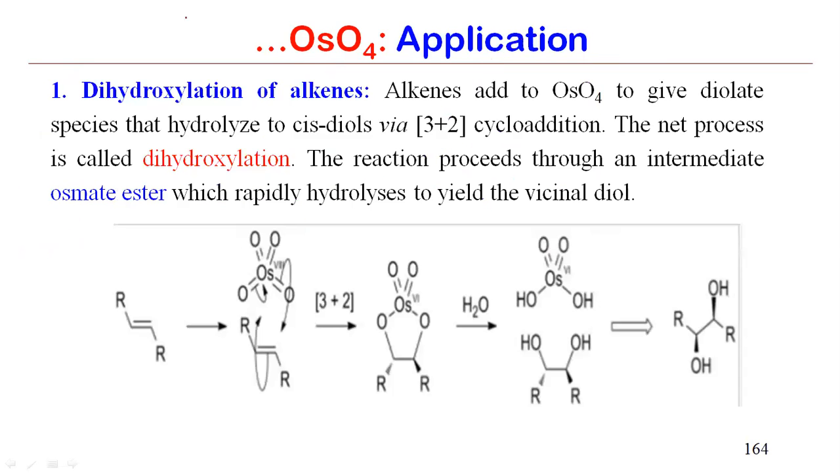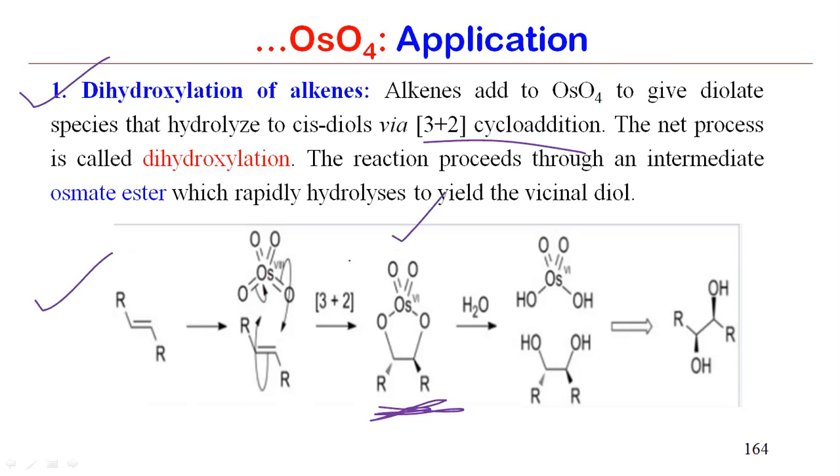So coming to the first one, which is called dihydroxylation of alkene. If it is a simple alkene, and we already know that osmium tetroxide is basically a compound having +8 oxidation state. Osmium is there in +8 oxidation state. And once we treat this osmium tetroxide with any alkene, then the reaction takes place in cycloaddition fashion. So a 3+2 cycloaddition reaction takes place between this osmium tetroxide and this alkene to give rise to this osmate ester intermediate. So this is called osmate ester.